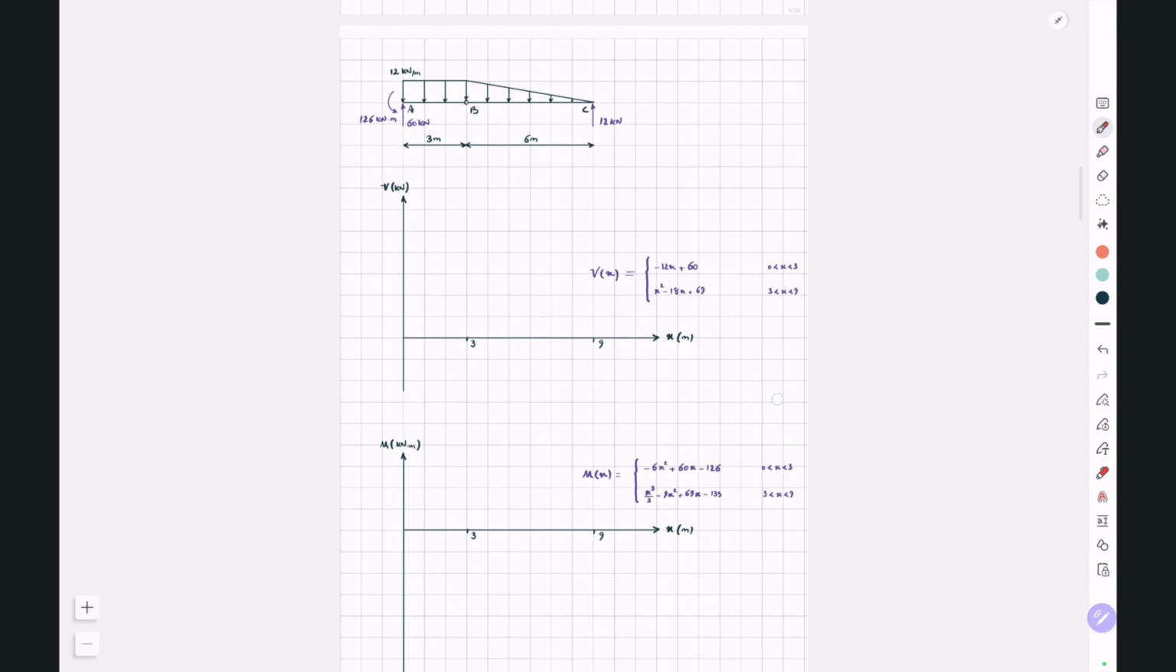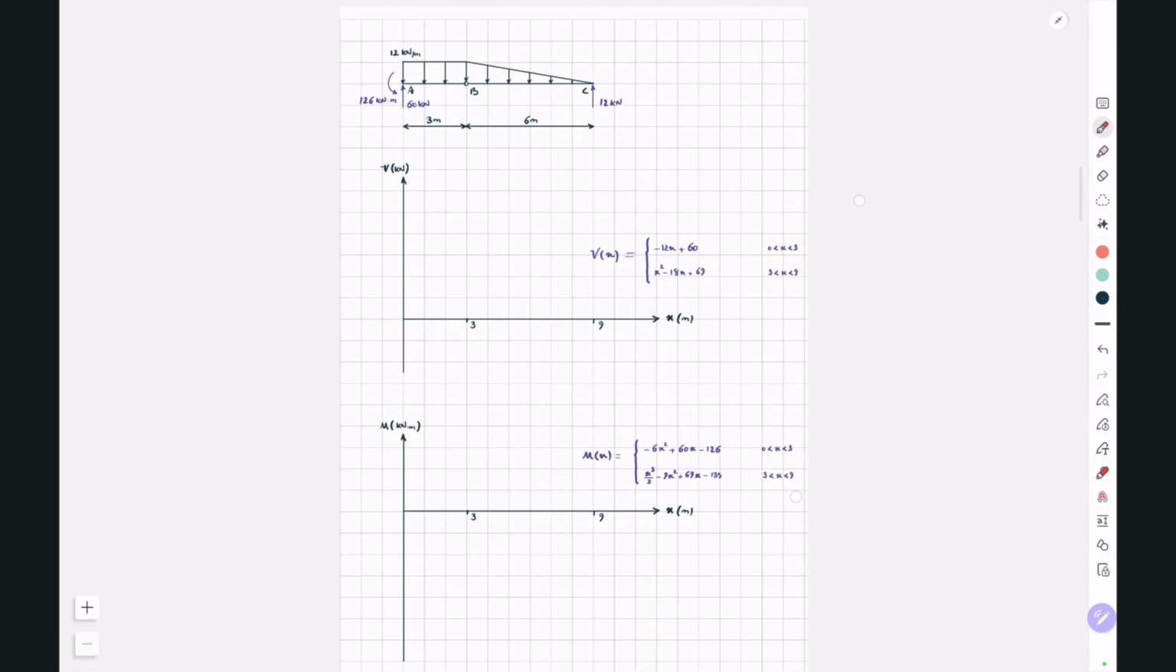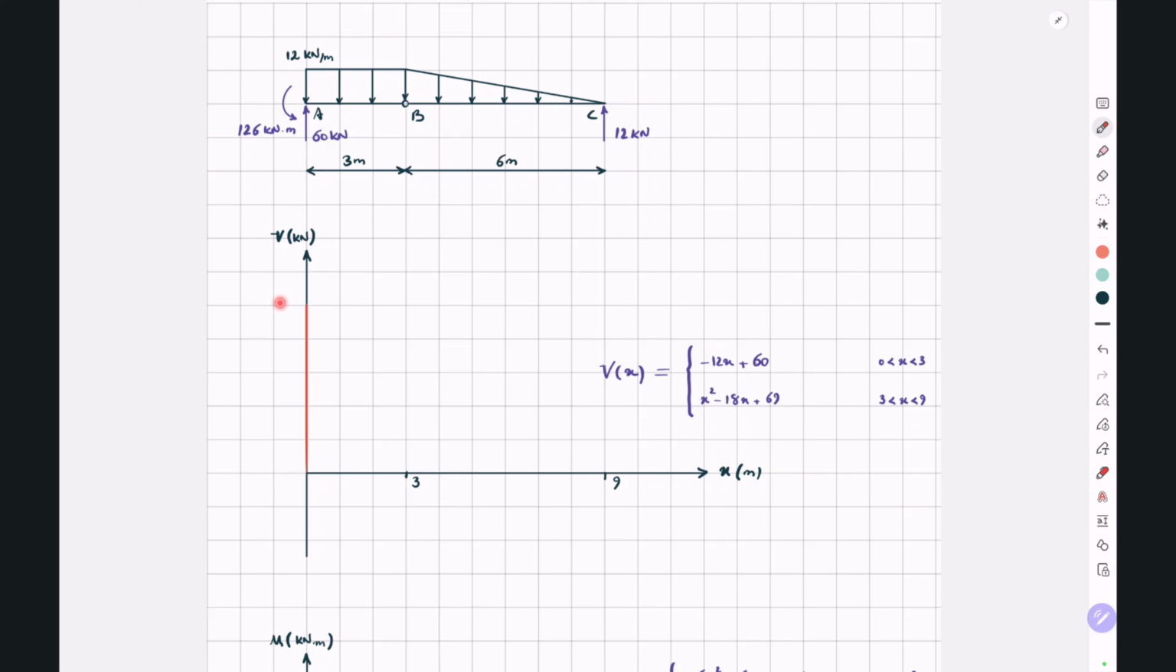Okay, so for the shear force, at x equal to 0 or point A, we have a positive support reaction equal to 60 kilonewton. So we have to go up. And this is 60. From point A to B, where x is between 0 to 3, our shear force is a linear function. And it will look something like this.